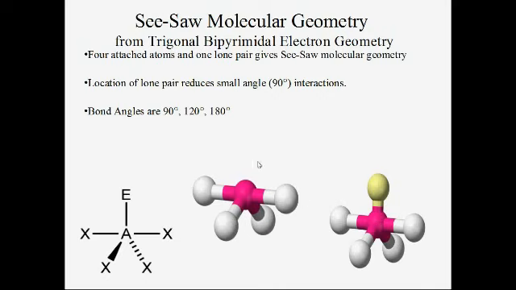The bond angles here are going to be the same set for the trigonal bipyramidal. We have a 90-degree bond angle between the axial and equatorial position, 120 between the 2 equatorial positions, and 180 between the 2 axial positions.